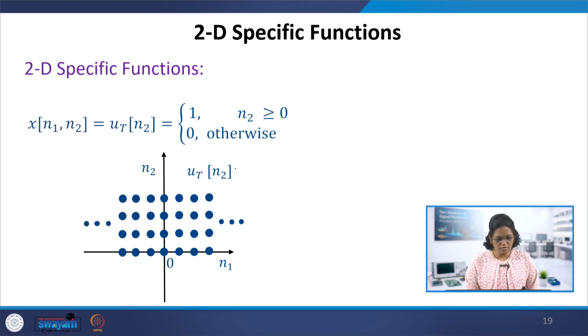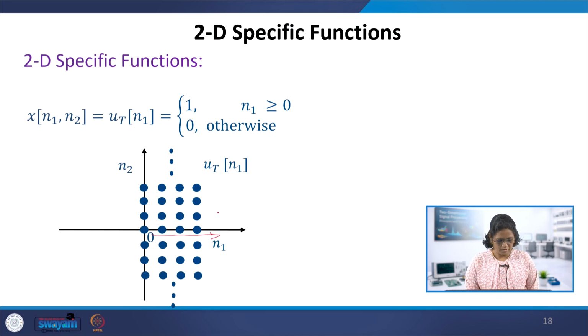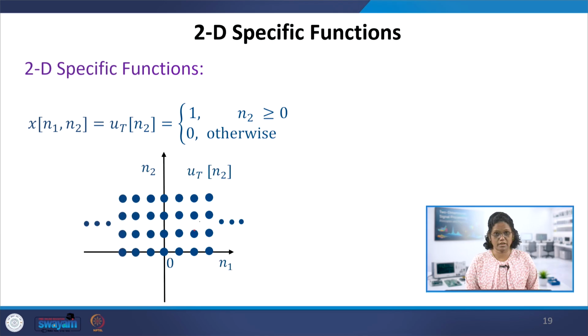If we multiply these two sequences, the first one and the second one, the first quadrant is common to both, so you will get the two-dimensional step sequence. So it is possible to get the 2D step sequence from both of them. So it is a separable sequence.